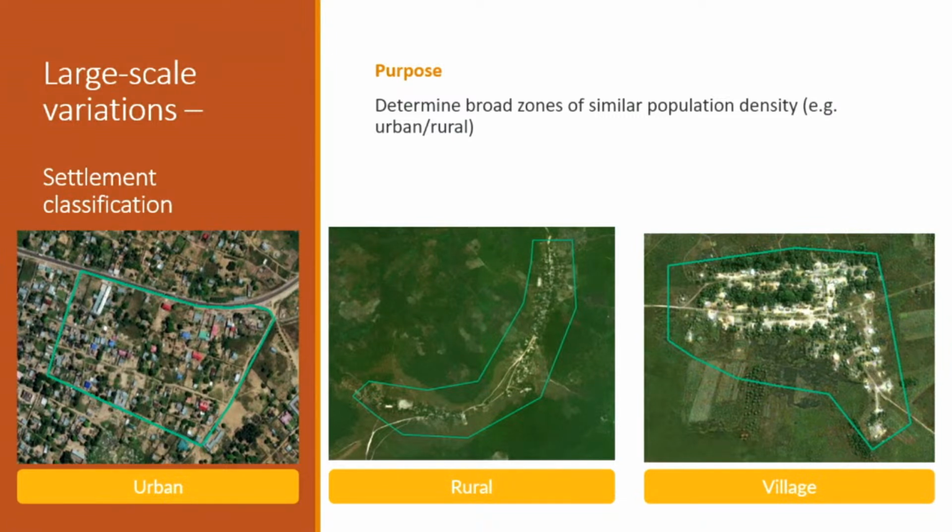And why we want to do that is that like the building layout inform about the different kind of population density.